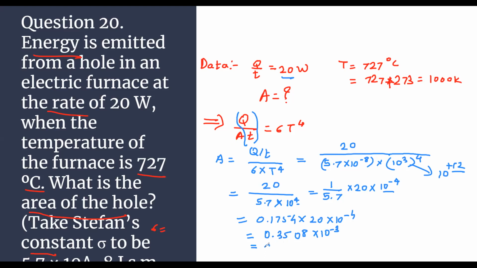Which I can also write in this manner: 3.508 into 10 raised to minus 4. This is the area which we are calculating. So the unit is meter square. So this is our required final answer for question number 20. Now let's move to the next question.